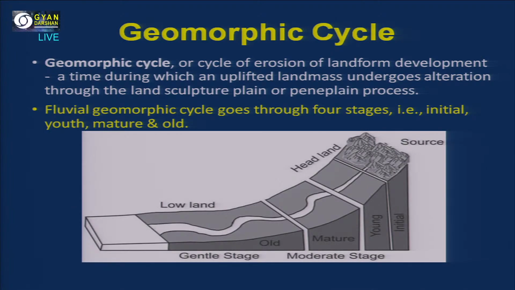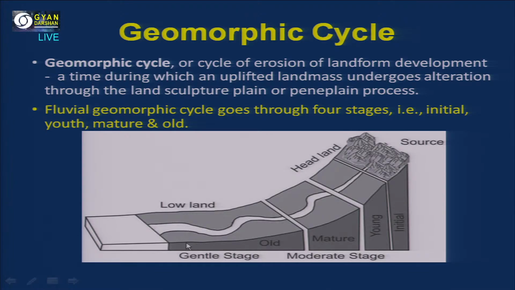Let us now come to the geomorphic cycle. The geomorphic cycle, or the cycle of erosion of landform development, also known as the denudation cycle, refers to the time during which an uplifted landmass undergoes alteration through the land sculpture process to a peneplain. This figure shows the fluvial geomorphic cycle, which is depicted in 4 stages: the initial stage, on the right side, where the rivers originate, generally an area of higher elevation, then the young stage, the mature stage, and the old stage.